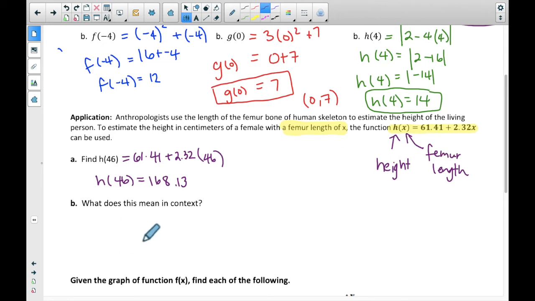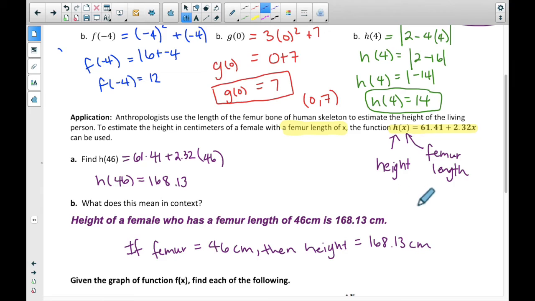So what this means in context is, and I'm just going to write this out in words. It means the height of a female who has a femur length of 46 centimeters, their height is 168.13 centimeters. My second sentence might make more sense: if your femur is 46 centimeters, then your height is 168.13 centimeters. That was just what the anthropologists came up with after they had dug up a bunch of bones.